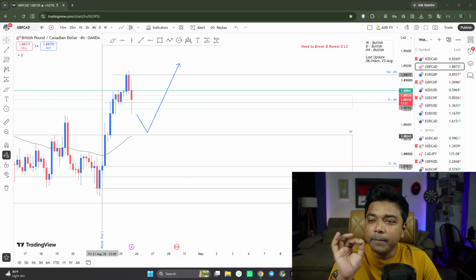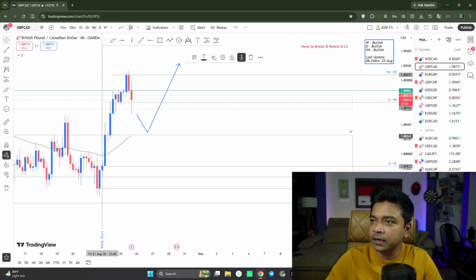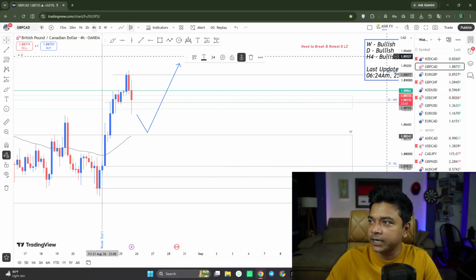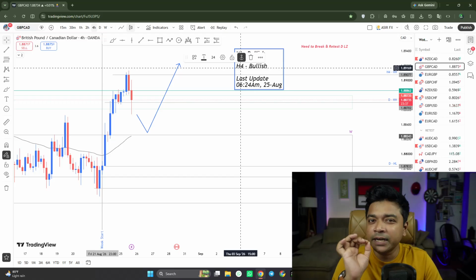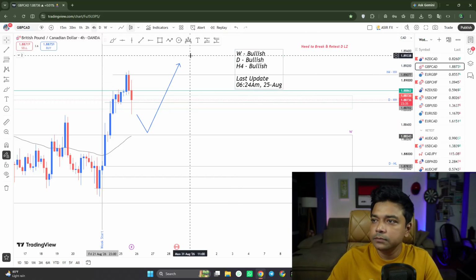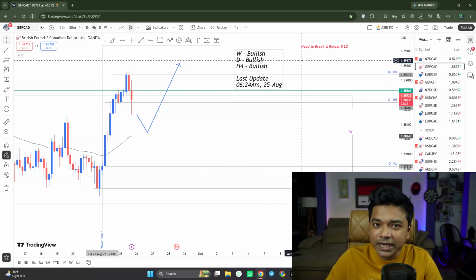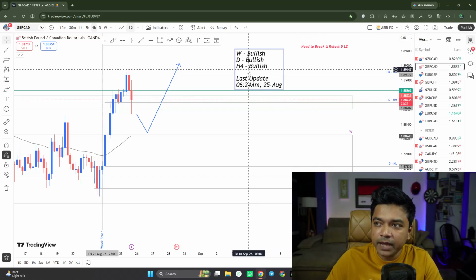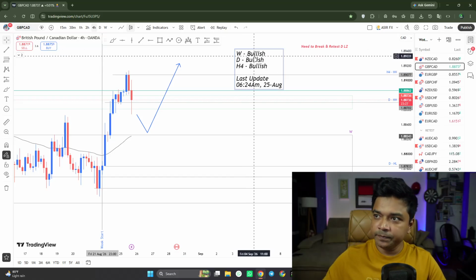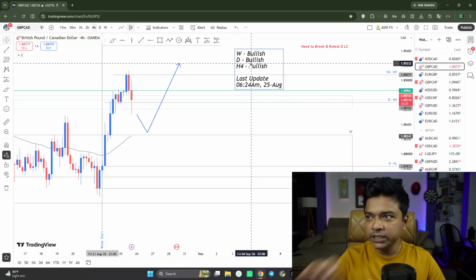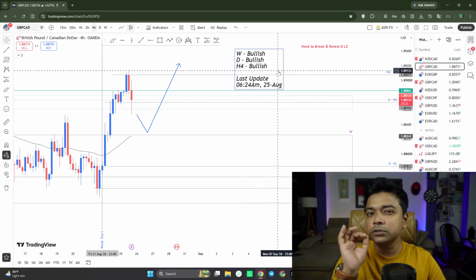For my strategy, I have 4 stages. First, I need to identify market structure. Here you can see I identify the market structure. To identify market structure, I use the weekly time frame, daily time frame, and 4-hour time frame. The weekly market is bullish, the daily market is bullish, and the H4 market is also bullish.